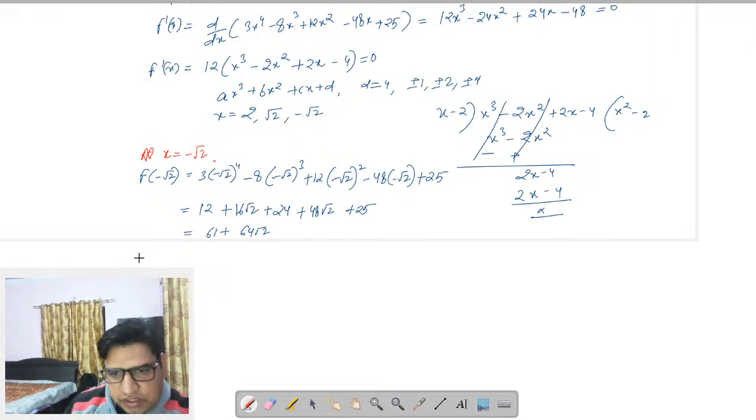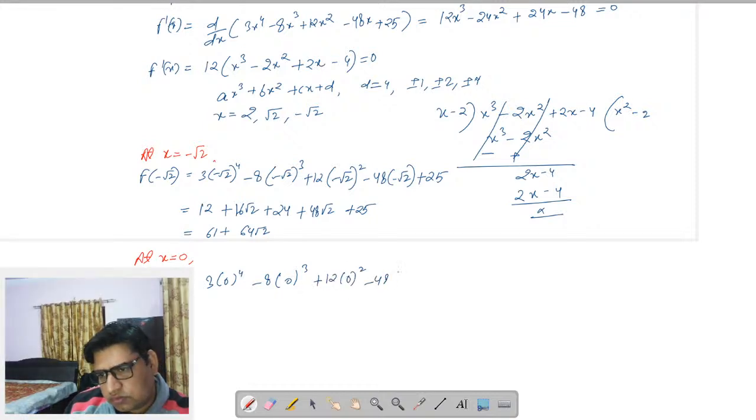Now we will find the other value at x is equal to 0. So f0 is equal to 3 into 0 to the power 4, 0 cube, 0 square, 48 into 0, plus 25, so that will be 25 only.